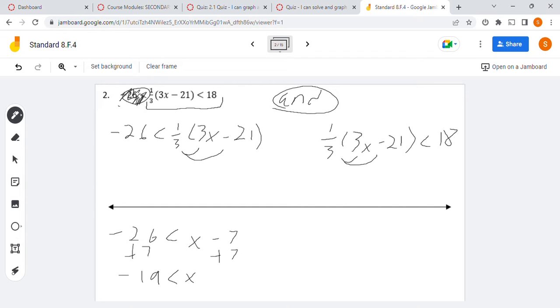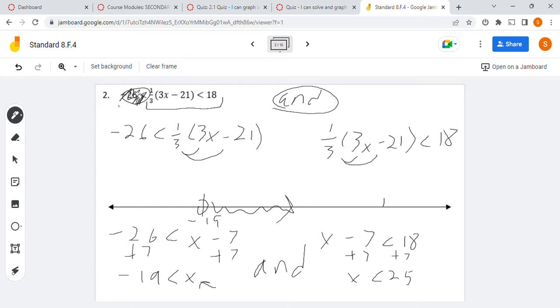Same over here, we're going to distribute. That gives us x minus 7 is less than 18. Finish this out by adding 7. Adding 7, we get x is less than 25. And the conjunction again is "and." So for this first one, we go negative 19. Our x is supposed to be bigger. So we've got an open circle, and we're going to graph to the right.